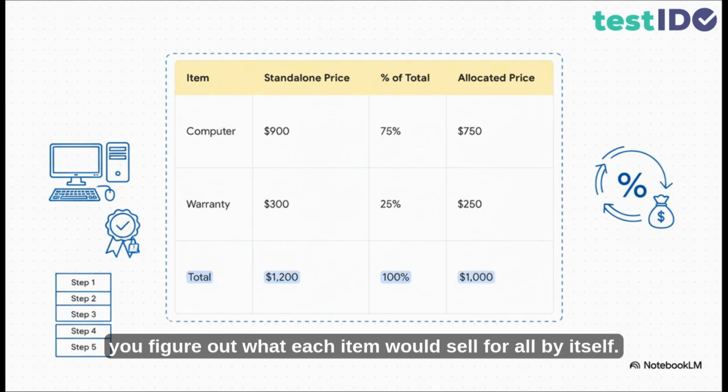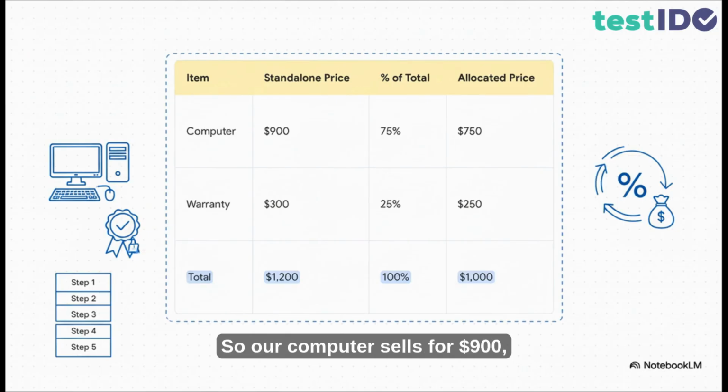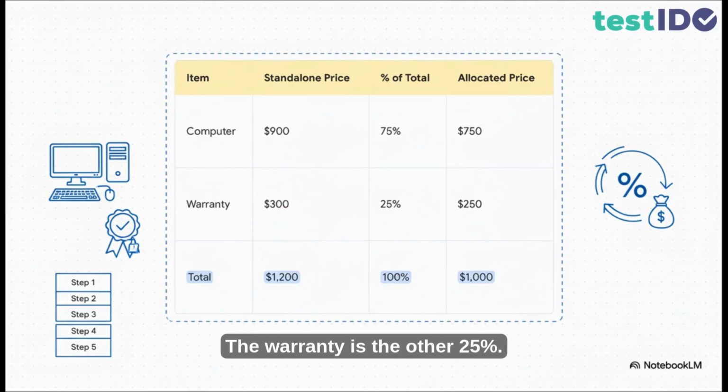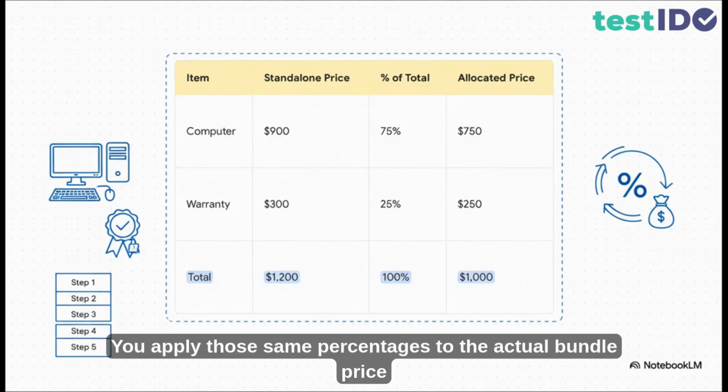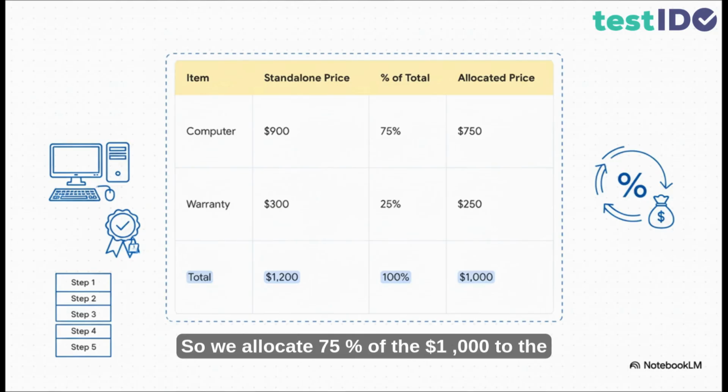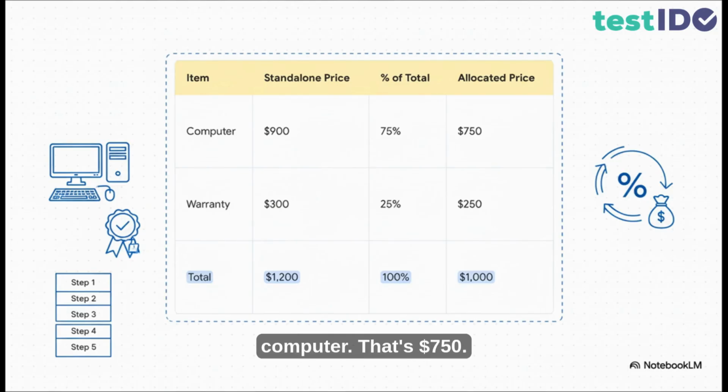First, you figure out what each item would sell for all by itself. So our computer sells for $900 and the warranty for $300. Together, that's $1,200. Next, you find the percentage for each one. The computer is $900 of that $1,200 total, which is 75%. The warranty is the other 25%. And now the final step. You apply those same percentages to the actual bundle price of $1,000. So we allocate 75% of the $1,000 to the computer. That's $750. And the remaining 25%, or $250, gets allocated to the warranty.